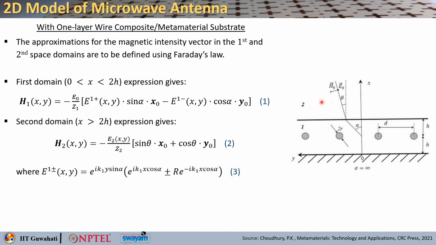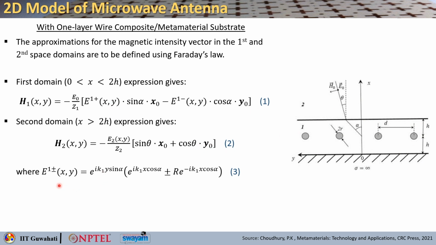In the second domain, where x is greater than 2h, the expression can be written as H2(x,y) equals minus E2(x,y) by Z2. So, Z2 will be the impedance in the second domain. If it is free space, you can consider this as Z naught for this example. That is sin theta times x naught plus cos theta times y naught. These are basically the unit vectors.